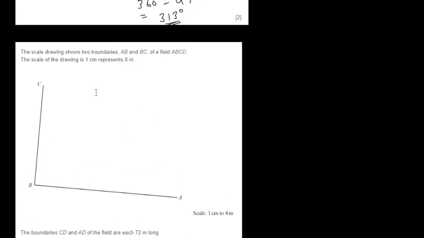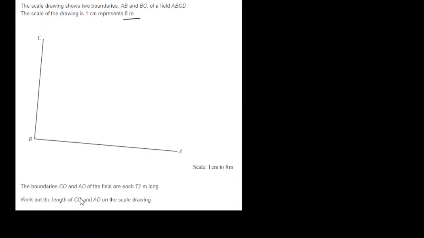Here is the fifth question. The scale drawing shows the two boundaries AB, BC of the field ABCD. The scale of the drawing is 1 centimeter represents 8 meter. The boundaries CD and AD of the field are each 72 meter.